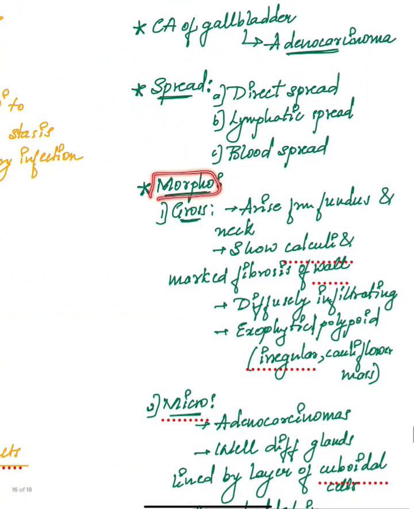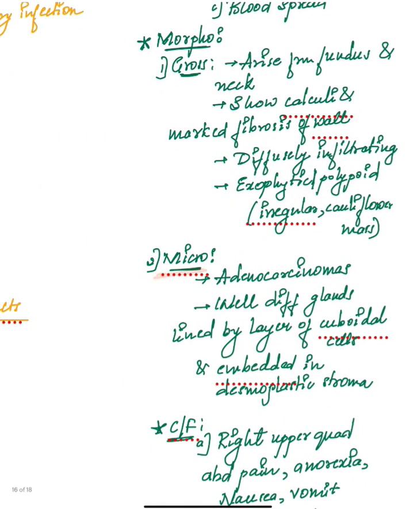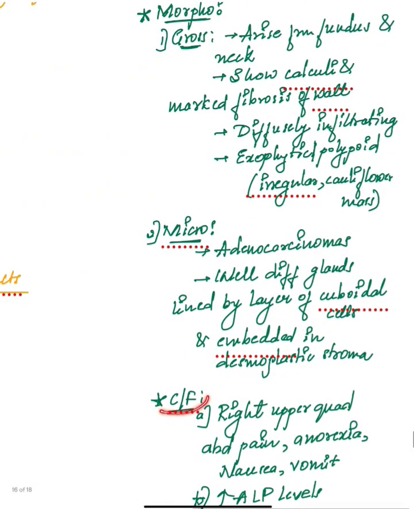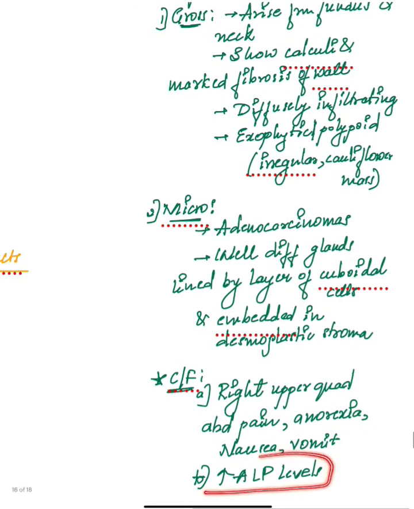Coming to morphology, under gross we can see it arises from the fundus and the neck, shows calculi and marked fibrosis of the wall, diffusely infiltrating, exophytic or polypoid. It may be an irregular or cauliflower-like mass. Now coming to microscopy, we can see adenocarcinomas, well-differentiated glands lined by a layer of cuboidal cells and embedded into the desmoplastic stroma. Clinical features are right upper quadrant abdominal pain, anorexia, nausea, vomiting, and increased ALP levels.